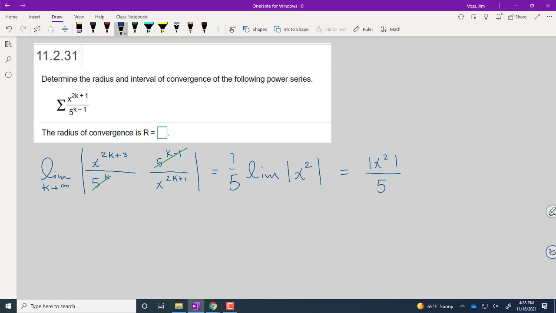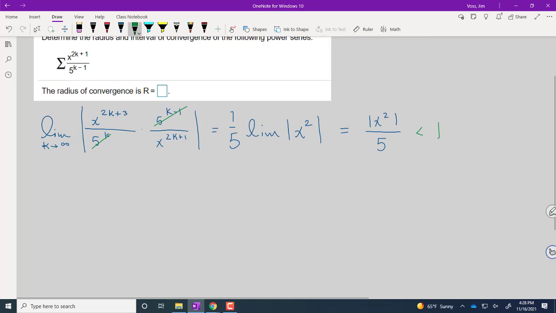The limit of a constant is itself. x is constant with respect to k. As k changes, x just does what it's going to do. k has no effect on x. So there we have it. Now, I know we don't need that absolute value bar there because it's a square, but let's just leave it for now. So we ask ourselves, what x's create a fractional value here less than 1? What x's can we plug in there? Well, that leads us to, if we multiply both sides by 5, this.